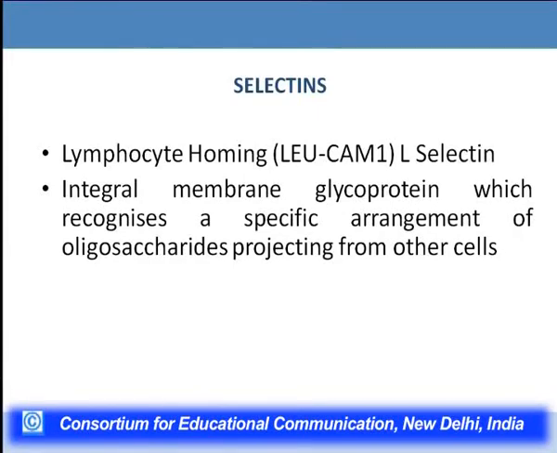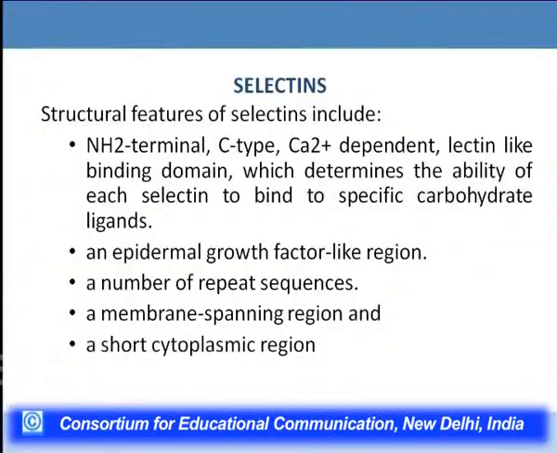Now this family of proteins are basically integral membrane proteins, and they are glycoproteins, that is they have specific arrangement of carbohydrate on them, and they are capable of recognizing a specific pattern of oligosaccharide which is presented on other proteins projecting from other types of cells. Now there is a specific structural feature of this selectin molecule. It has of course NH2 terminal, and then it has a calcium dependent C-type lectin like binding domain. This is the domain which is able to bind specific molecules of carbohydrate presented on other proteins.